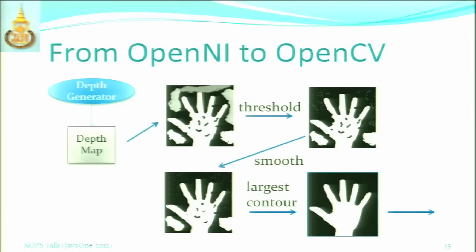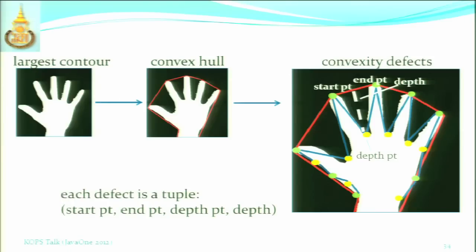Remember, OpenNI often returns an image which has black blotchy bits around the edge of the image. Smoothing cleans it up a bit. Then I find the biggest contour, the biggest shape. All of these operations are OpenCV, not Kinect, not OpenNI. Then I switch over to finding the convex hull, a polygon around the outside of my hand.